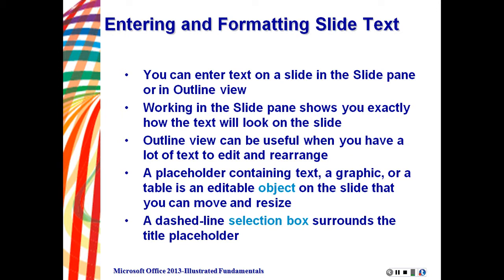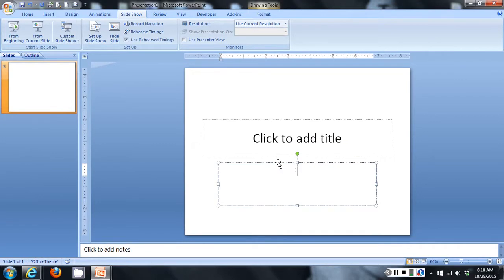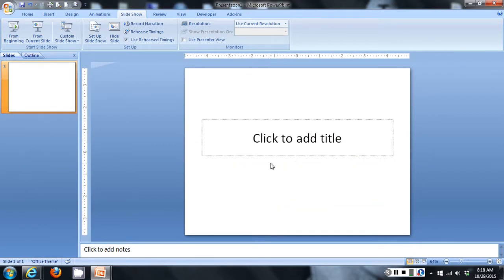Placeholders, as we mentioned earlier, can contain text, graphics, or a table, and those are editable, and they can also be removed. How you would remove those: this last bullet point indicates a dashed line surrounds the title placeholder. So let's flip over. If I wanted to take out my subtitle, I would click on the border with my four-way arrow and simply press delete, and now my subtitle is gone.